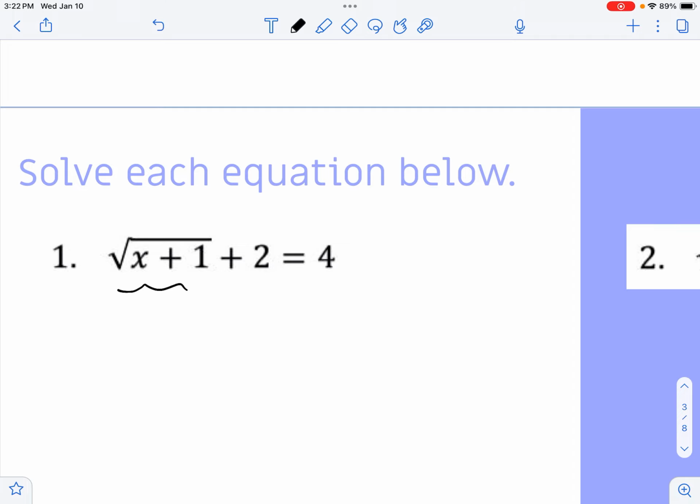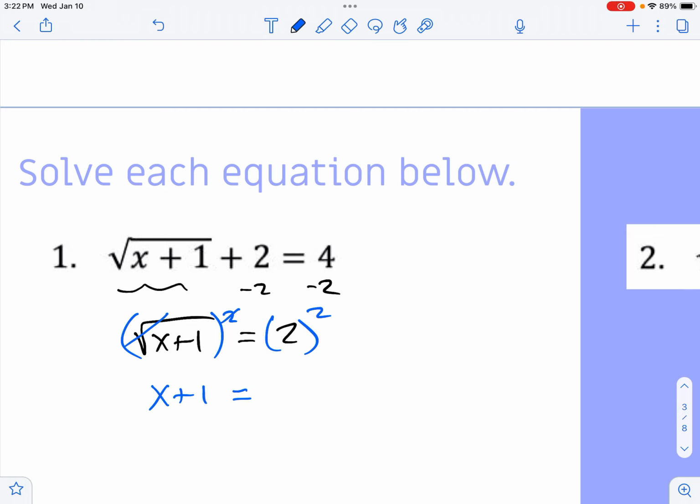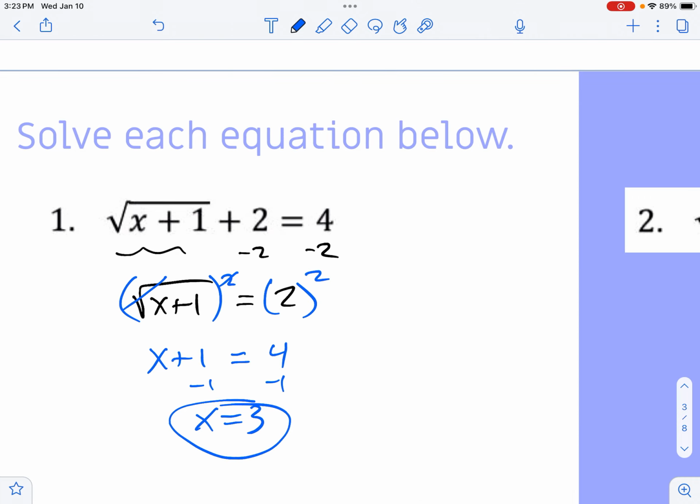Isolate the square root by subtracting 2 from both sides: square root of x plus 1 equals 2, and then square both sides. The square cancels out the square root, and I get x plus 1 equals 2 squared, which is 4. Subtracting 1, x equals 3. And there we go. You might want to plug it in and check to make sure it works.